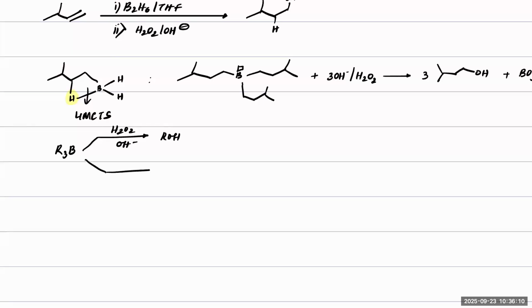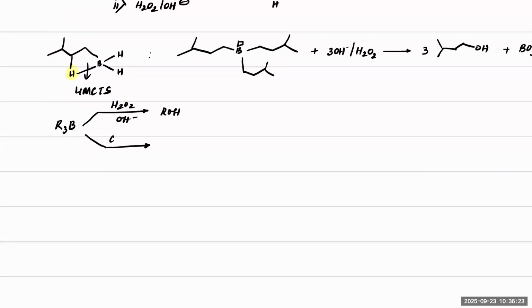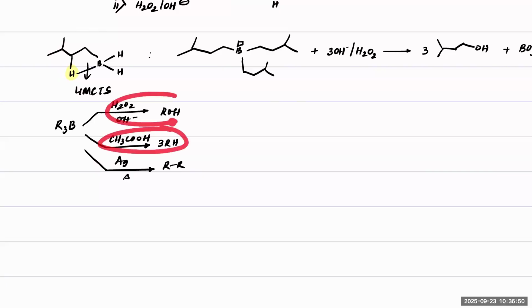But in case we make the reaction in acidic medium like CH3COOH, then we will get 3 moles of alkane. And if you react that in the presence of AgNO3, correct? Sorry, silver, in the presence of silver and heat, now this will become R–R, which is the coupled product here. So just remember what medium you are using, correct?